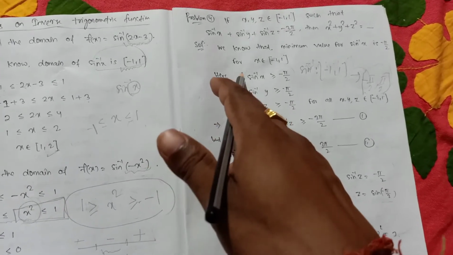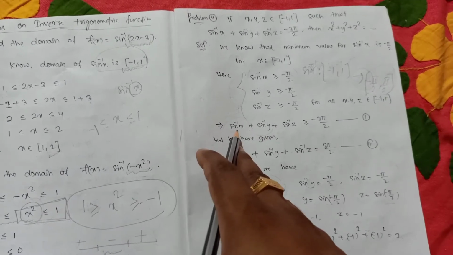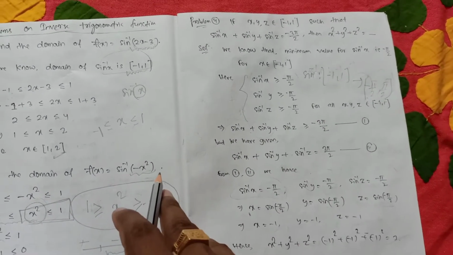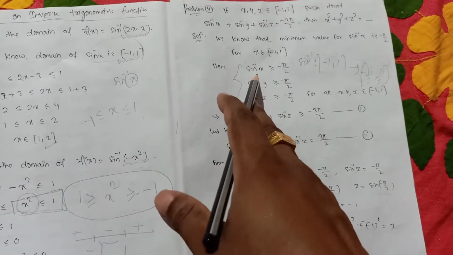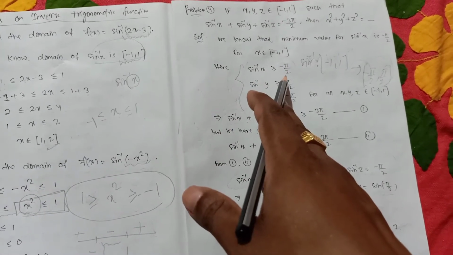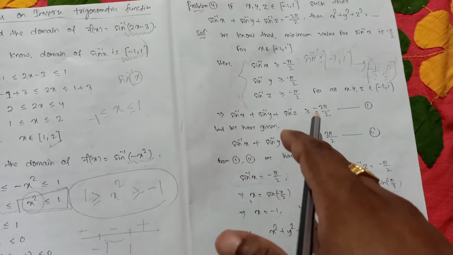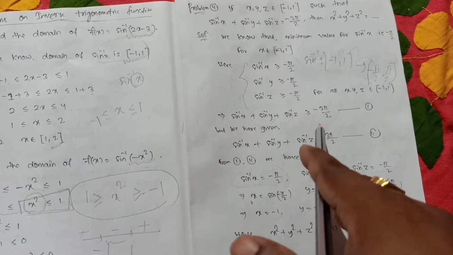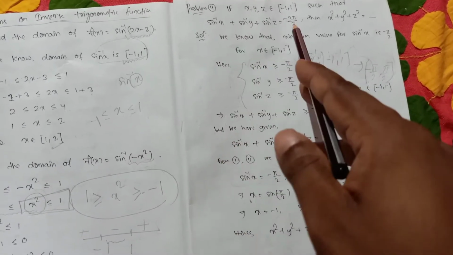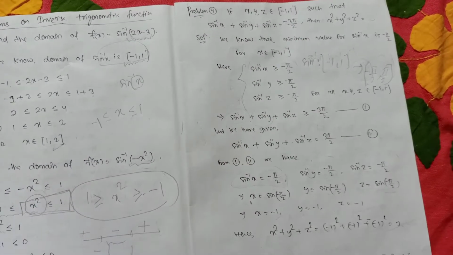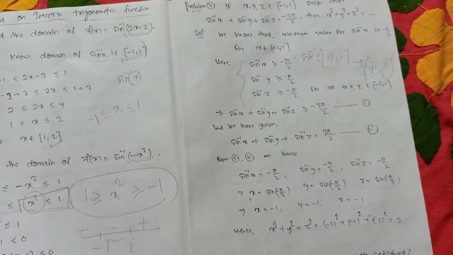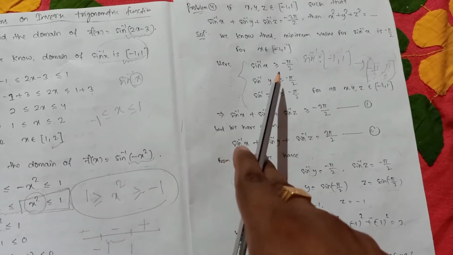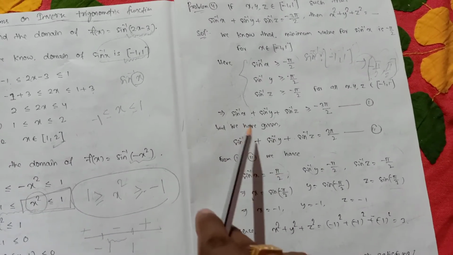Now adding these three, what do we get? We get that the sum is always greater than or equal to minus 3 pi by 2. Just observe that individually each one is greater than or equal to minus pi by 2 and the sum is greater than or equal to minus 3 pi by 2, and we are given that their sum is minus 3 pi by 2. So how do we conclude? We conclude that each has to be equal to minus pi by 2.